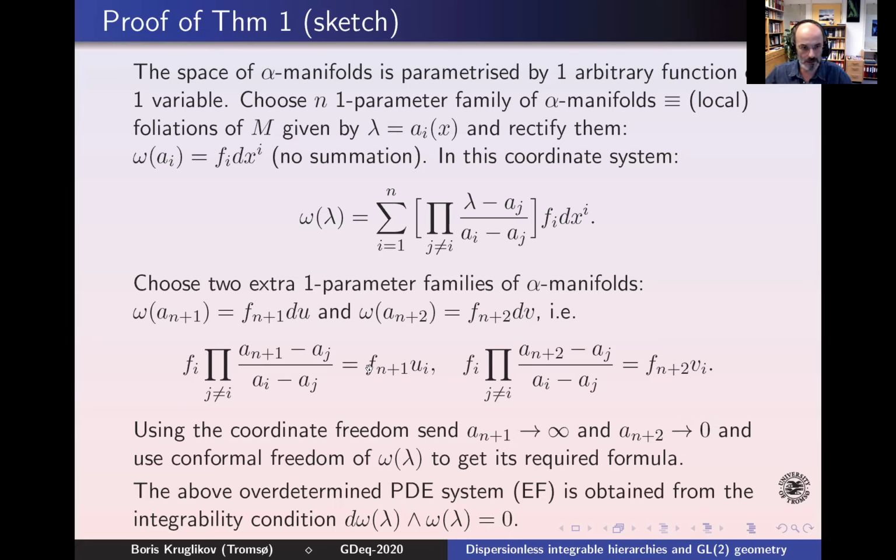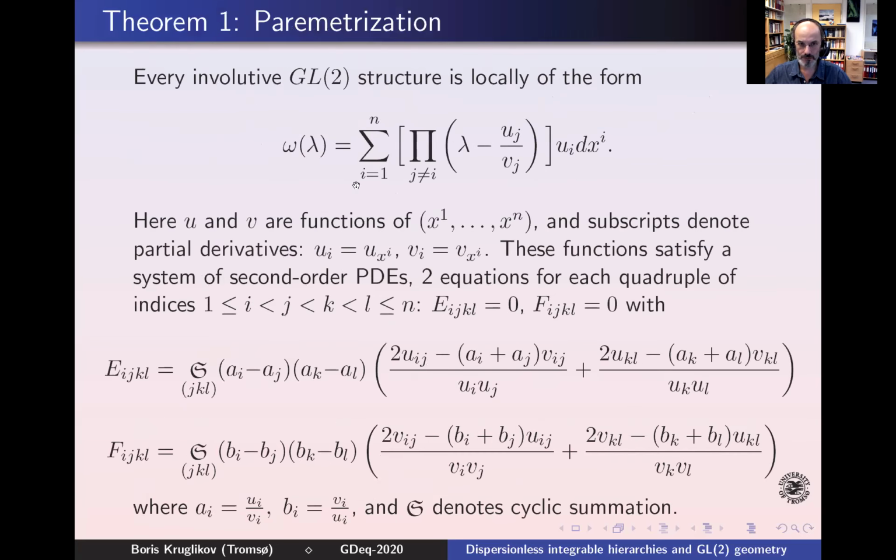Now, substituting this in here, we actually find the functions f_{n+1} and f_{n+2}. We can express them through the partial derivatives of these functions u_i and v_i. And now the final trick is that we use the projective condition on this lambda parameter, and we put this point to infinity and this point to 0. Then we get the formula which was written in here.